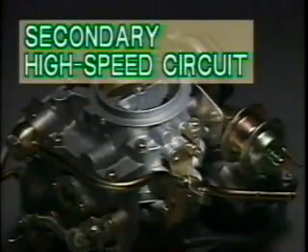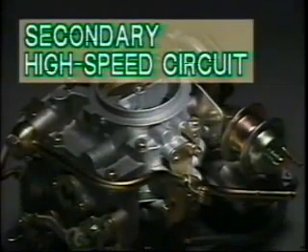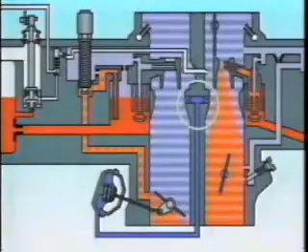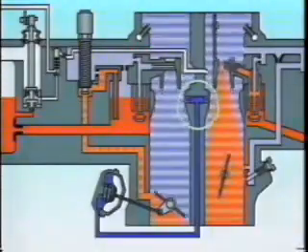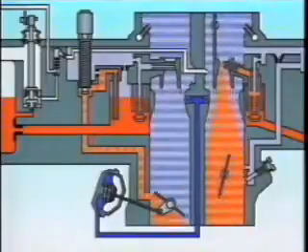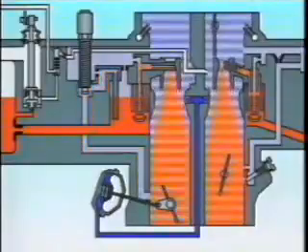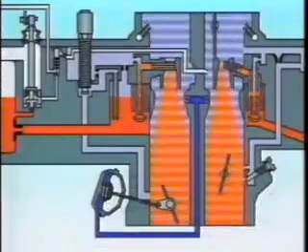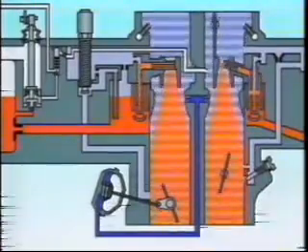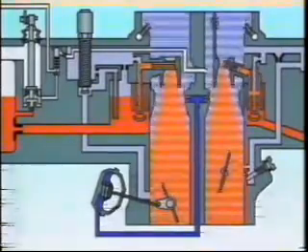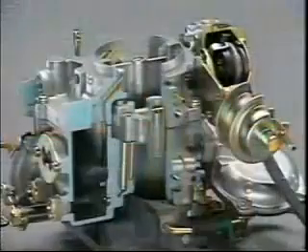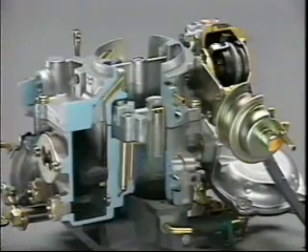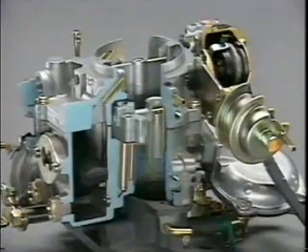Now let's move on to the secondary high-speed circuit. When the secondary throttle valve starts to open, a vacuum is created by the vacuum bleeder. This is strengthened by the diaphragm, which causes the secondary throttle valve to open further. The fuel is injected from the secondary main nozzle. In this way, both the primary and secondary barrels work together to produce the air-fuel mixture necessary for high power.